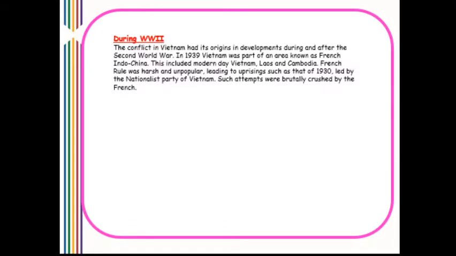So what happened during World War II then? The conflict in Vietnam mainly has its origins in developments during and after the Second World War. In 1939, Vietnam was part of an area known as French Indochina, as you saw in the map before. So this included modern-day Vietnam, Laos and Cambodia.